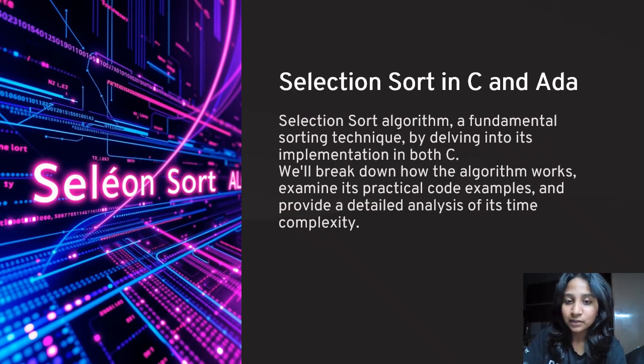So selection sort is basically a sorting algorithm. It's used to sort the elements into ascending or descending order. We'll break down how the algorithm works, the code, and how the time complexity is derived, as well as visualize the entire algorithm.